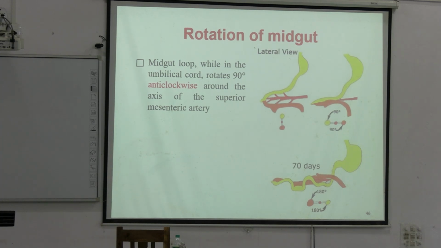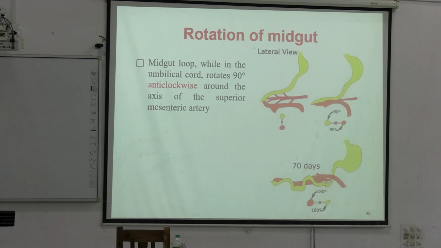While going out, it is 90 degrees anti-clockwise. Coming back is 180 degrees anti-clockwise. Together, joining them, we get a 270-degree rotation anti-clockwise. This rotation is important to place the gut in its proper place, the way it is. Because of this rotation, the gut which is getting back gets some place in the abdomen.